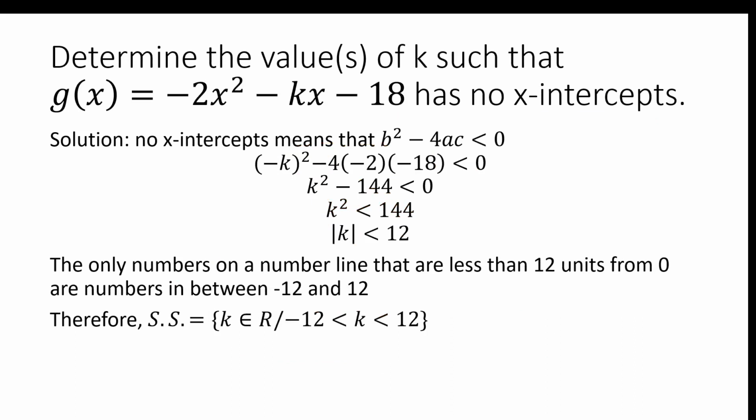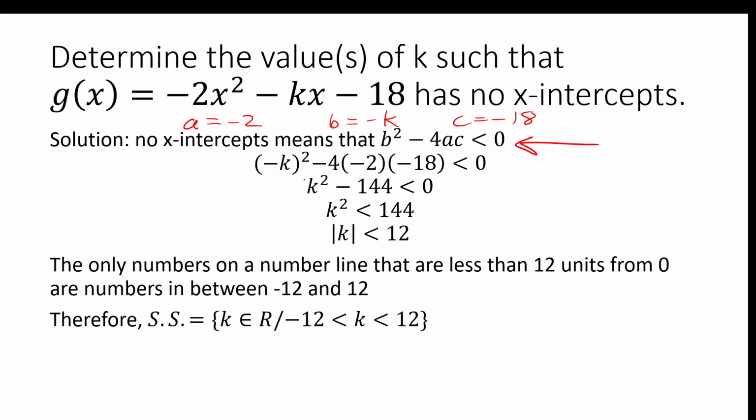Now, what if we wanted to determine the values of k such that g of x, as shown, had no x-intercepts? Well, we would see right away that a is equal to negative 2, and b is equal to negative k, and c is equal to negative 18. We'd know that b squared minus 4ac would have to be less than 0, meaning negative k quantity squared minus 4 times negative 2 times negative 18 would have to be less than 0.